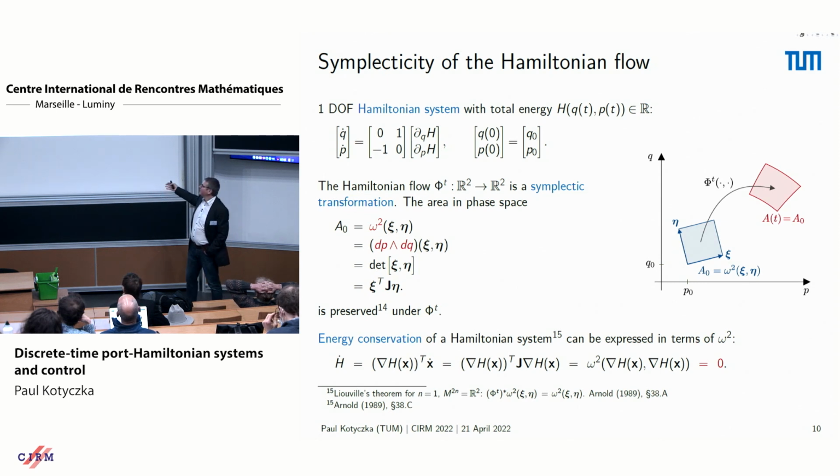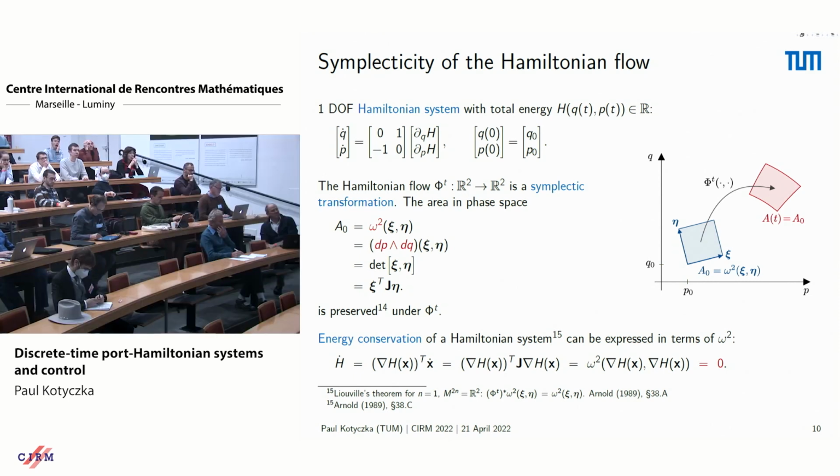And what is very nice, which makes a link between energy conservation and symplecticity, at least on a phenomenological level, is that you can express the energy conservation of a Hamiltonian system, because you see the J appears here and here, in terms of the application of the symplectic 2-form to two times the same covector, and this gives 0. So this is for the symplecticity. It is a property which is fundamental for closed Hamiltonian systems.